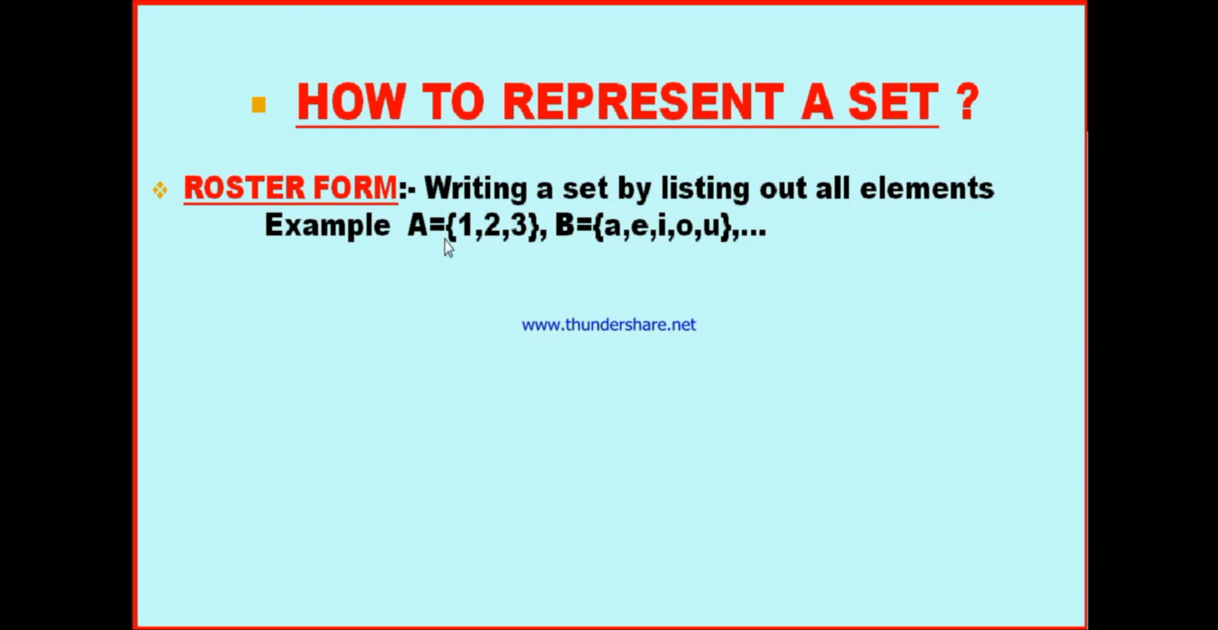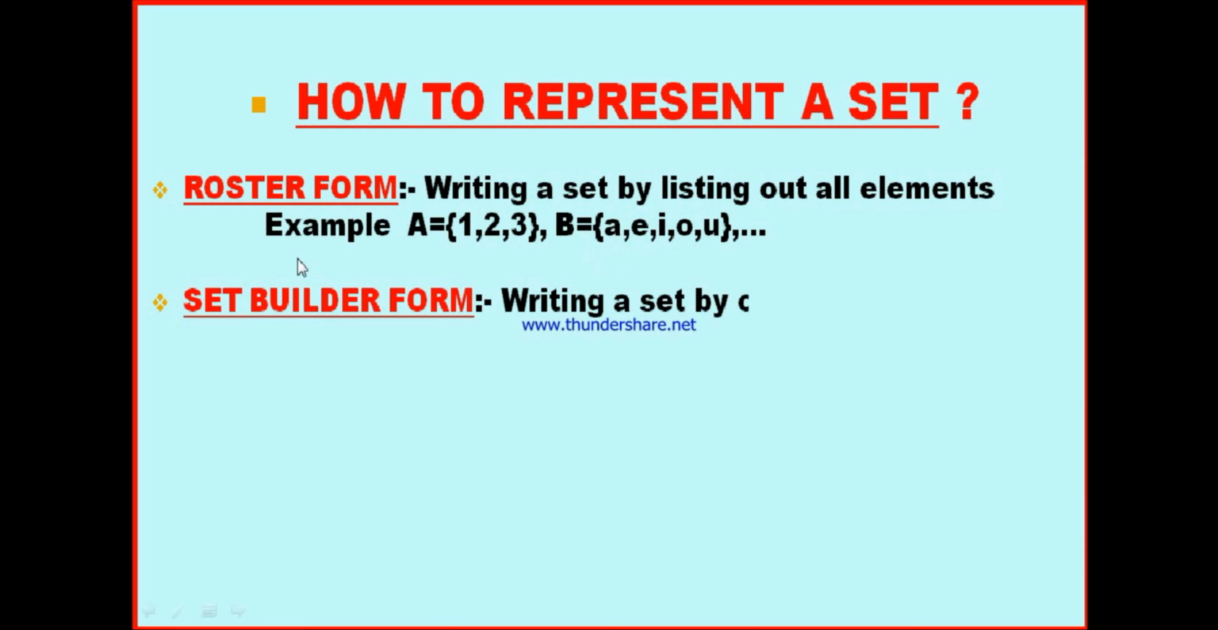For example, A is equal to the set 1, 2, 3. We wrote all the elements that belong to A. Therefore, it is roster form. Set B is equal to the set A, E, I, O, U. Again, we wrote all the elements that belong to B. Therefore, it is called roster form. This is also called list form.